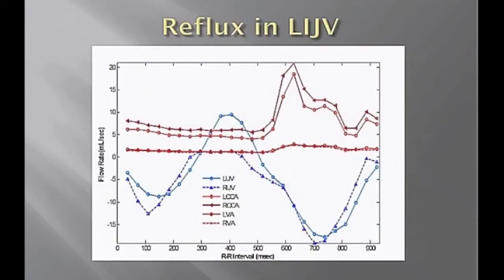So let me show you the velocity, the flow plots for a person like what we just looked at. And here you can see that you have the flow for the venous side as negative 5 milliliters, 10 milliliters per second.